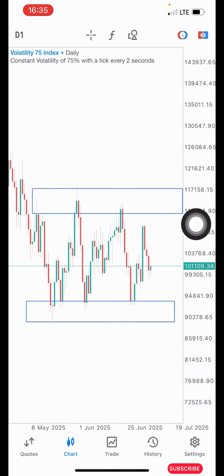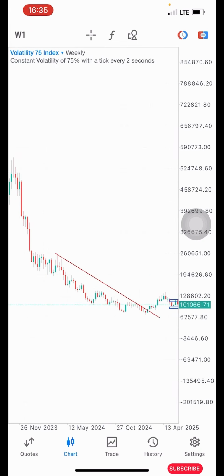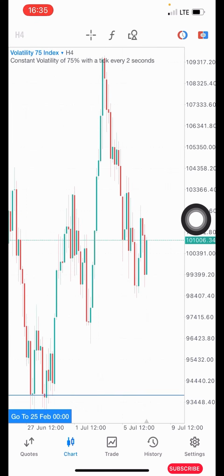All right, now let me check the one week time frame. As you can see, the overall trend of the market is a downtrend, but around this place the market is consolidating, right? So let's go back to the 4 hours time frame.